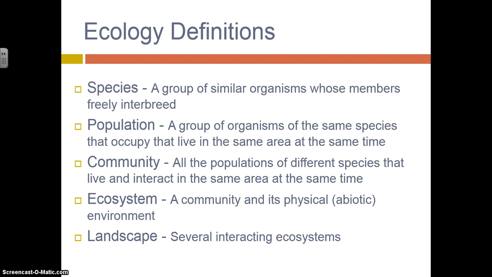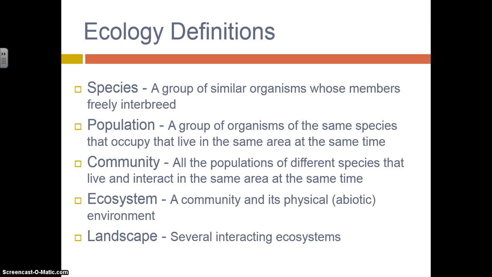When you have a number of different populations living together, that's a community. And when the biotic community interacts with the abiotic physical environment, that is an ecosystem. Now there's a number of different types of ecosystems, and where they collide essentially is called an ecotone. Where you have many interacting ecosystems, you get a landscape.